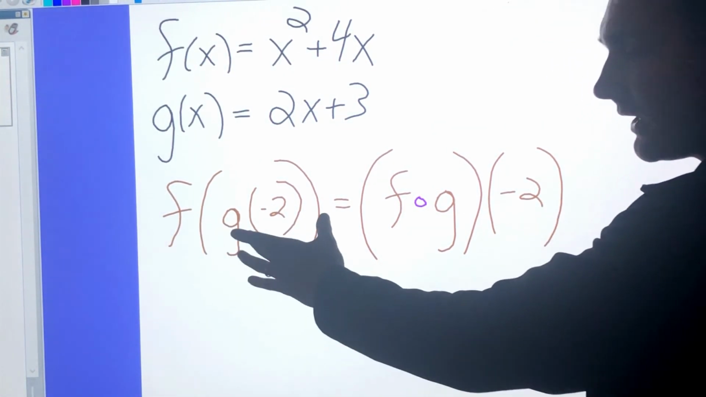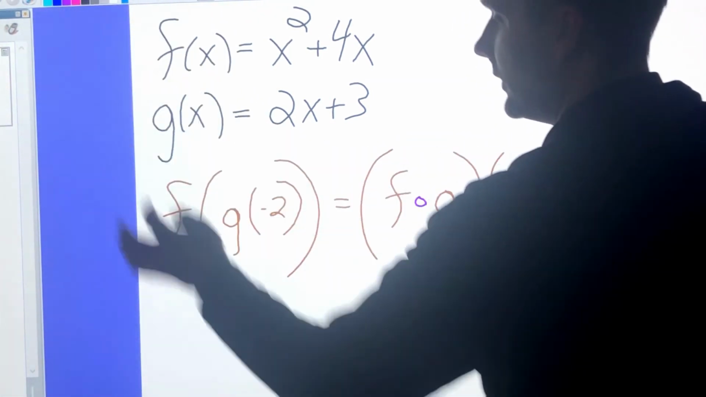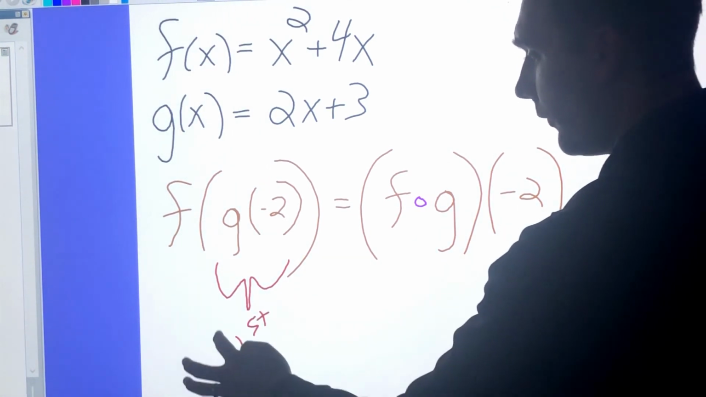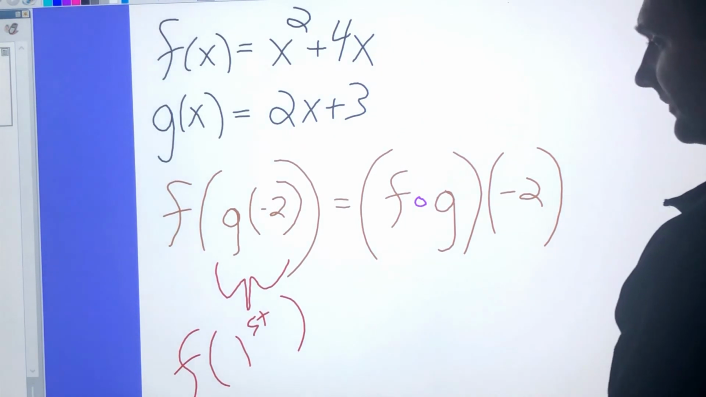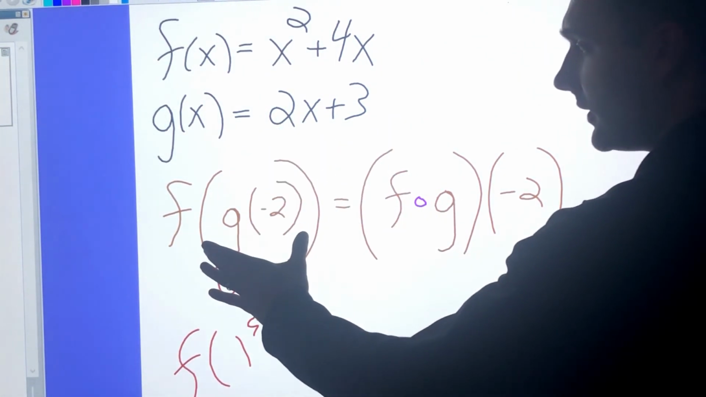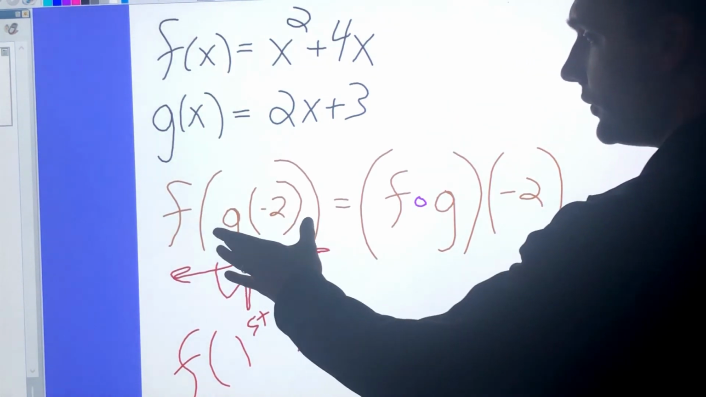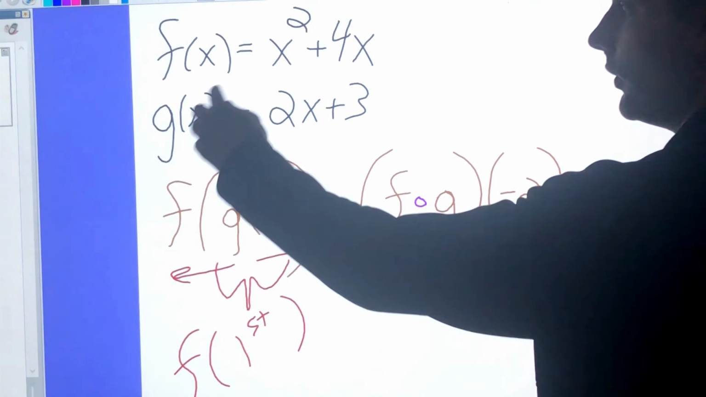G of negative 2 is not a value. So first, we must calculate what the value of g of negative 2 is before we can then assign a value to figure out what is f of whatever that is. So when you see this notation, you want to work from the inside out. Do what you have the number attached to the function first, then the function waiting on another value.